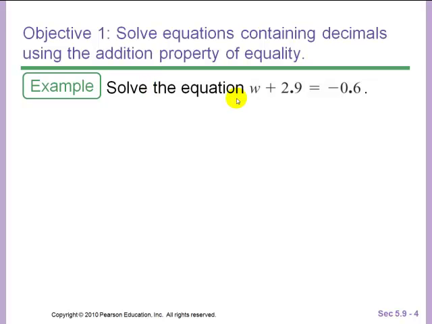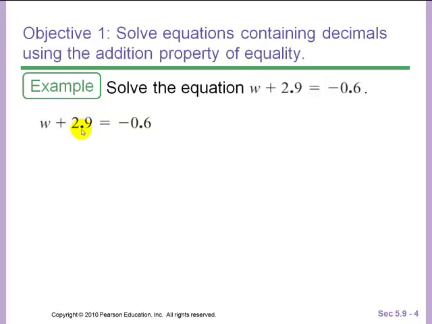Example: solve the equation w plus 2.9 equals negative 0.6. We want to get the w, the variable, isolated by itself on one side of the equal sign. In this case, since the variable's on the left, we want to get it alone on the left. That means we need to do something to get rid of the addition of 2.9.